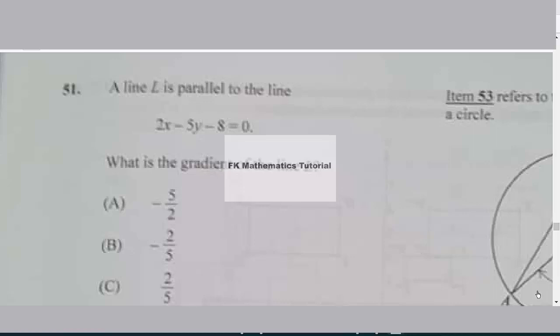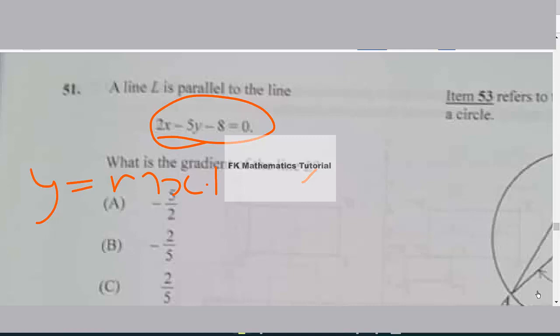So we want to find the gradient of the line L. If the lines are parallel, then they have the same gradient. So we can find the gradient of this line, and that gradient is the same as the gradient of line L. So we rewrite this line in the form y equals mx plus c, where m is the gradient.